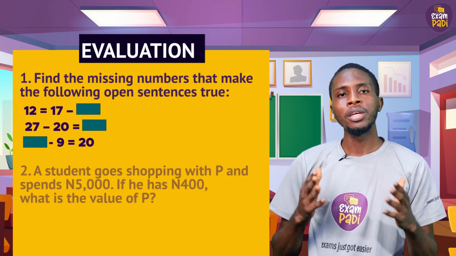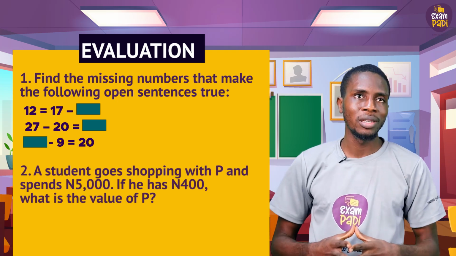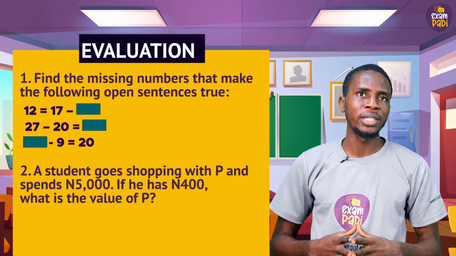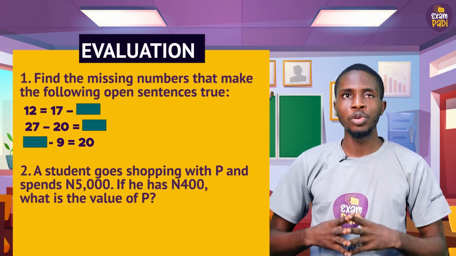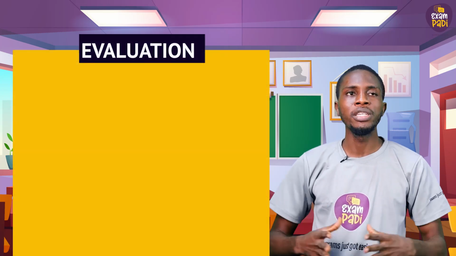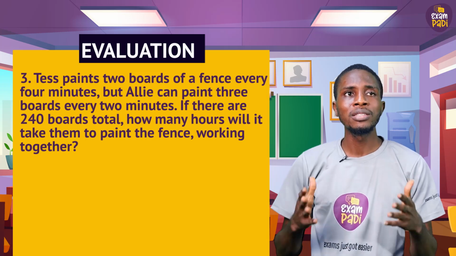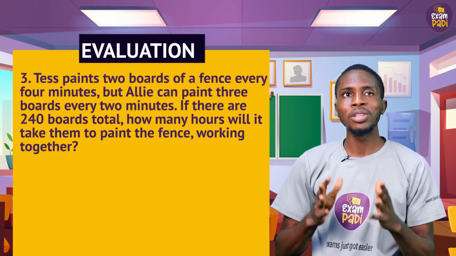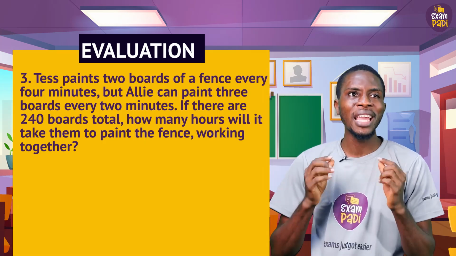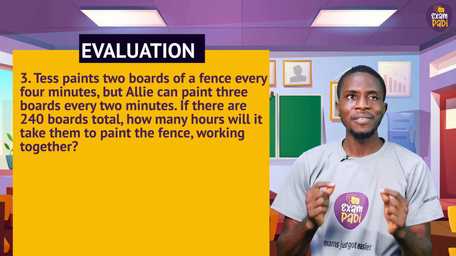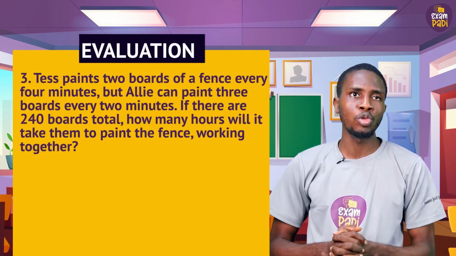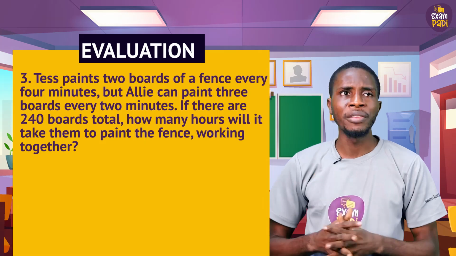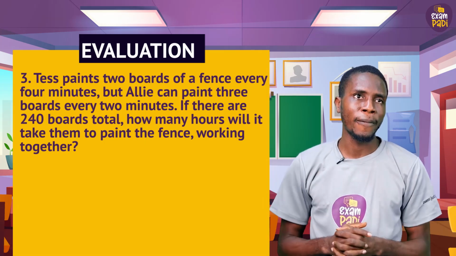2. A student goes shopping with P and spends 5,000 naira. If he has 400 naira, what is the value of P? 3. Tess paints 2 boards of a fence every 4 minutes, but Ali can paint 3 boards every 2 minutes. If there are 240 boards in total, how many hours will it take them to paint the fence working together?